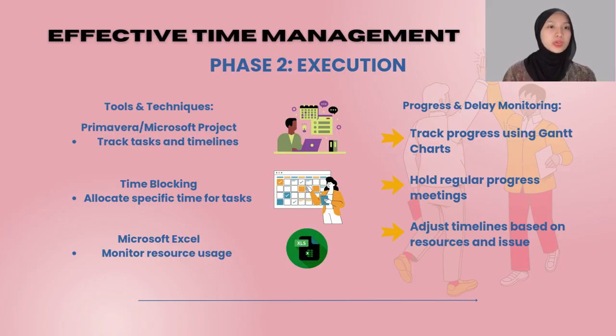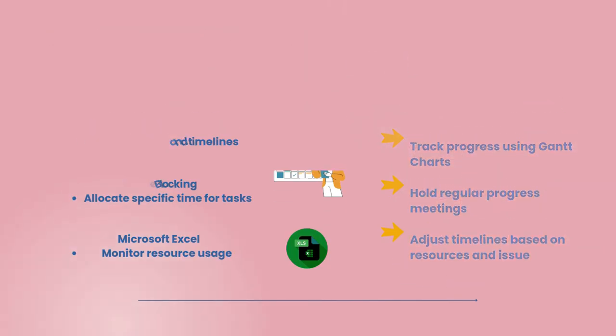completed on time. Firstly, project management software like Primavera or Microsoft Project allows us to assign tasks, track progress, and update timelines. Secondly, time blocking is also used to allocate specific time frames for each task, ensuring deadlines are met. We also use tools like Microsoft Excel to track resources and monitor data. Regular progress meetings are held to review task completion, make any necessary adjustments, and keep everything on track.